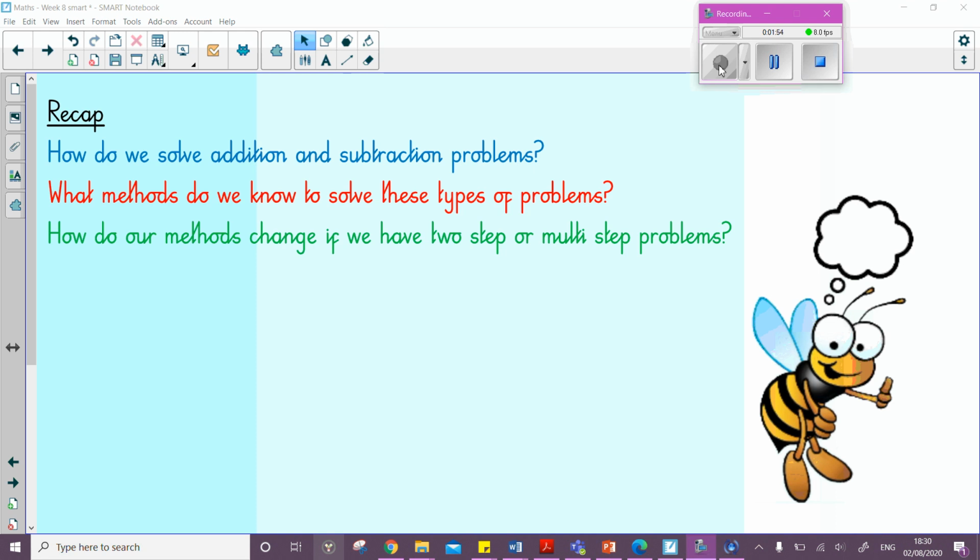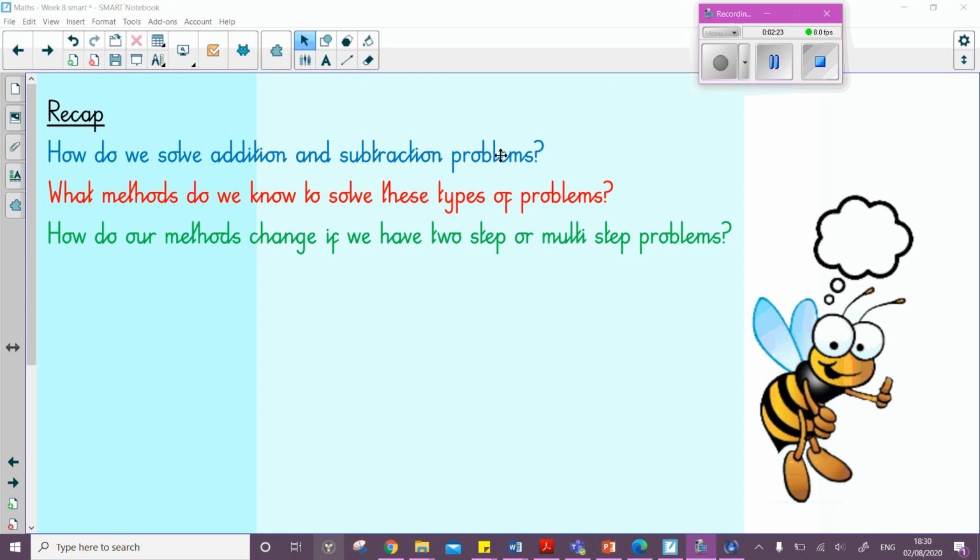Okay, so a quick recap. How do we solve addition and subtraction problems? Now, when you're in year 5 and 6, the most used strategies are going to be your written strategies because you are working with larger numbers when adding and subtracting, and it's a lot more difficult to make mistakes when using those written strategies rather than if you were counting on mentally with large numbers.